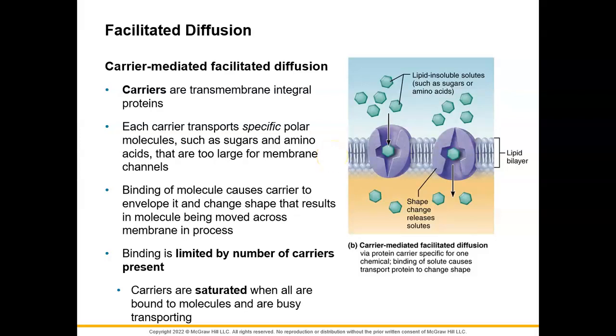Binding of the transported molecule is limited by the number of carriers present. If I have 10 carriers, then those carriers can only move 10 molecules across at a time. We say that carriers are saturated when all are bound to molecules and busy transporting a substance. My cell could make more of that particular type of carrier so that substances could be moved quickly across the cell membrane through them.